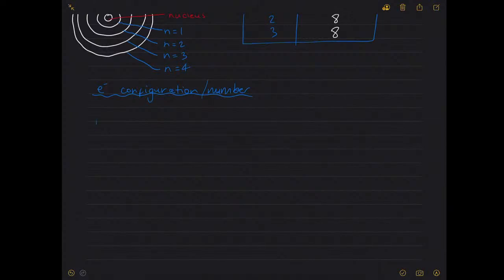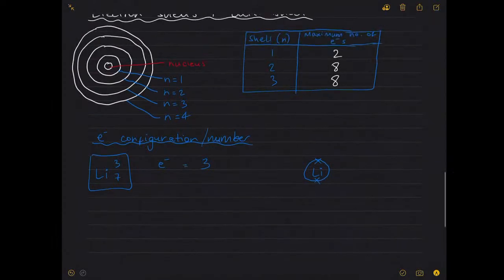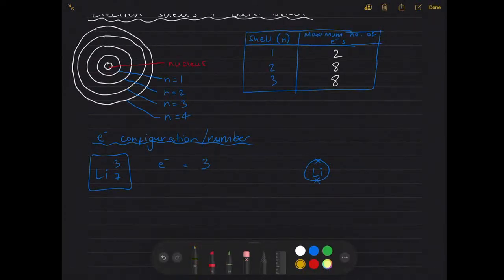If we go back to our example of lithium, the number of electrons in lithium is 3, which means if I drew lithium out for you, you'd start with Li, and the first shell would have a maximum of 2 electrons before it becomes completely full. Which means the next electron, the third electron, has to go onto the next shell, number 2.